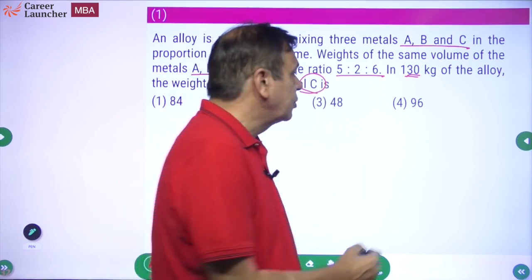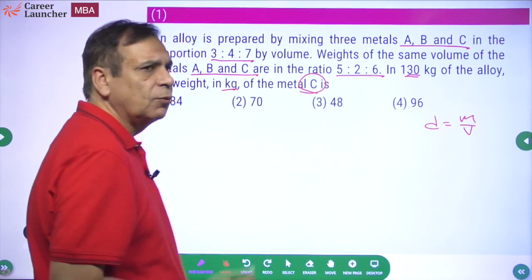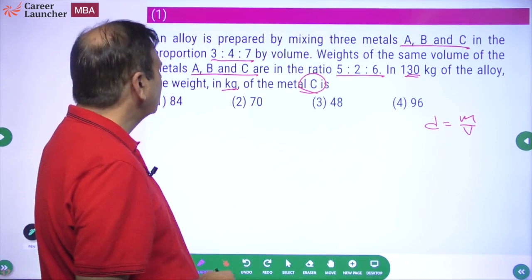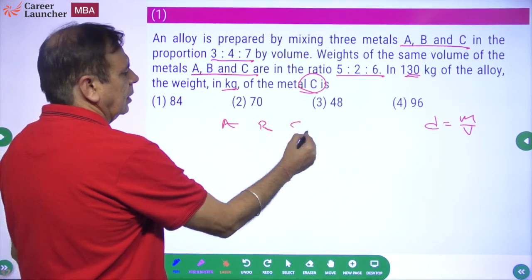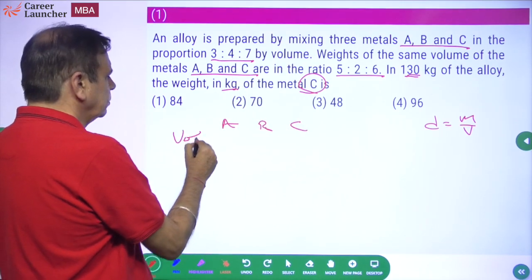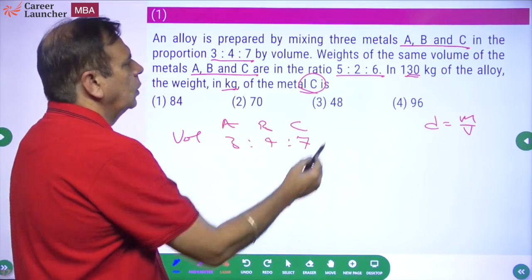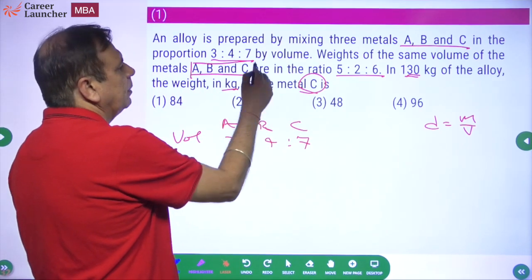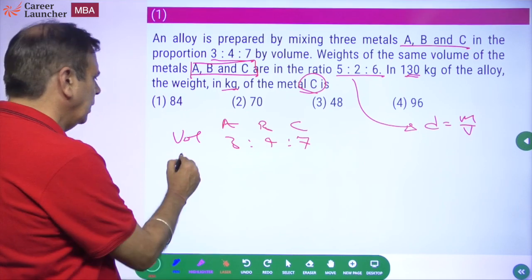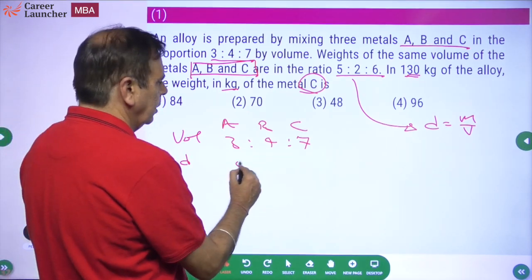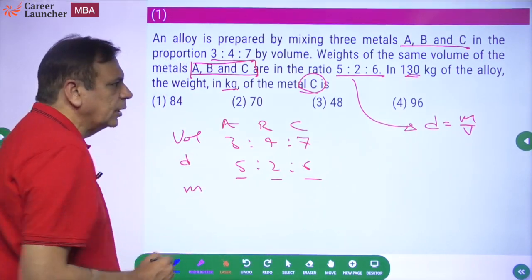If you remember, what is density? Density is equal to mass upon volume. Okay. Mass or weight per unit volume. That is what density is. Now what is he saying? A, B, C, the ratio of volume is 3:4:7, and weights of same volume of metals A, B, C are in the ratio of 5:2:6. What is this? This is the ratio of density, which is 5:2:6. So what should be the ratio of mass or ratio of weight?